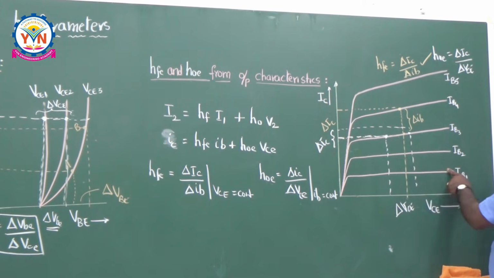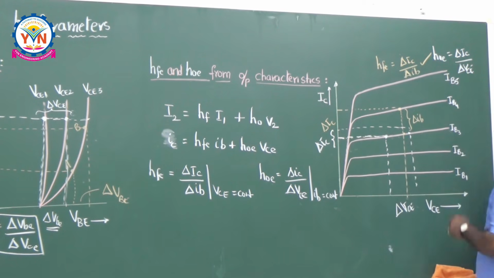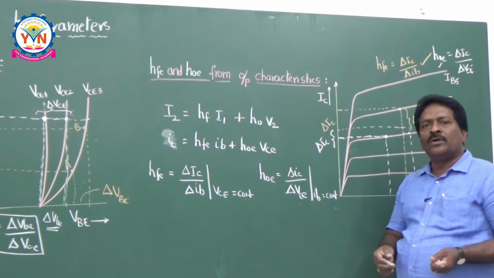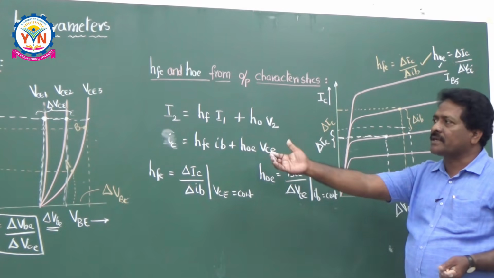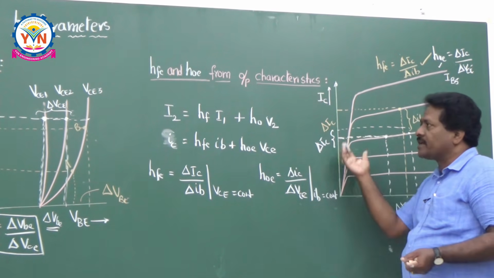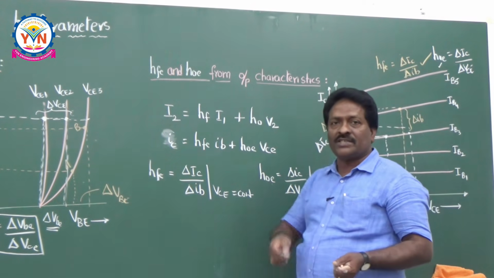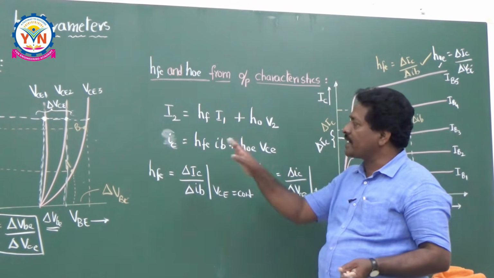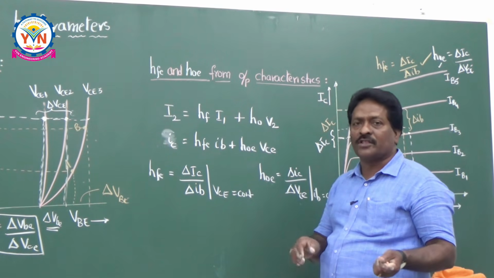At constant IB, because IB is constant here. On the same characteristics of IB, you have taken the 2 points like this. So in this way you are going to calculate your HOE. So very simple, friends. Two H parameters can be calculated from the input characteristics, another 2 from output characteristics. If the H parameters are not given by the manufacturer, just do the experiment in your laboratory, get the characteristics. From the characteristics, you are going to calculate all the 4 H parameters.